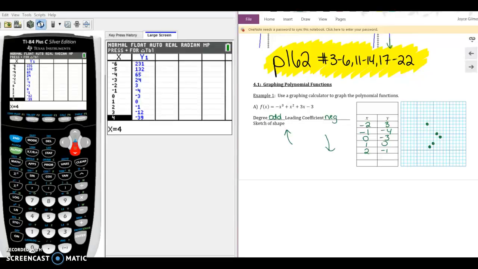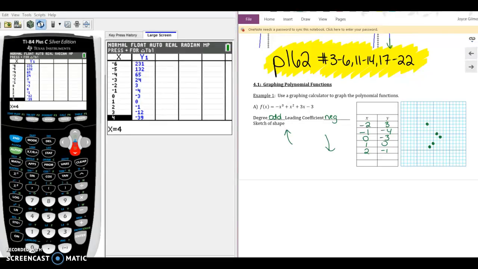Okay, now if you don't understand how graphs work, you might look at these points and think, oh, I see like a greater than sign. It's like an arrow. That's not how we connect the points. We have to connect the points in order. So -2, 3 has to connect to -1, -4, which has to connect to 0, -3, and so on. We have to connect them in order.